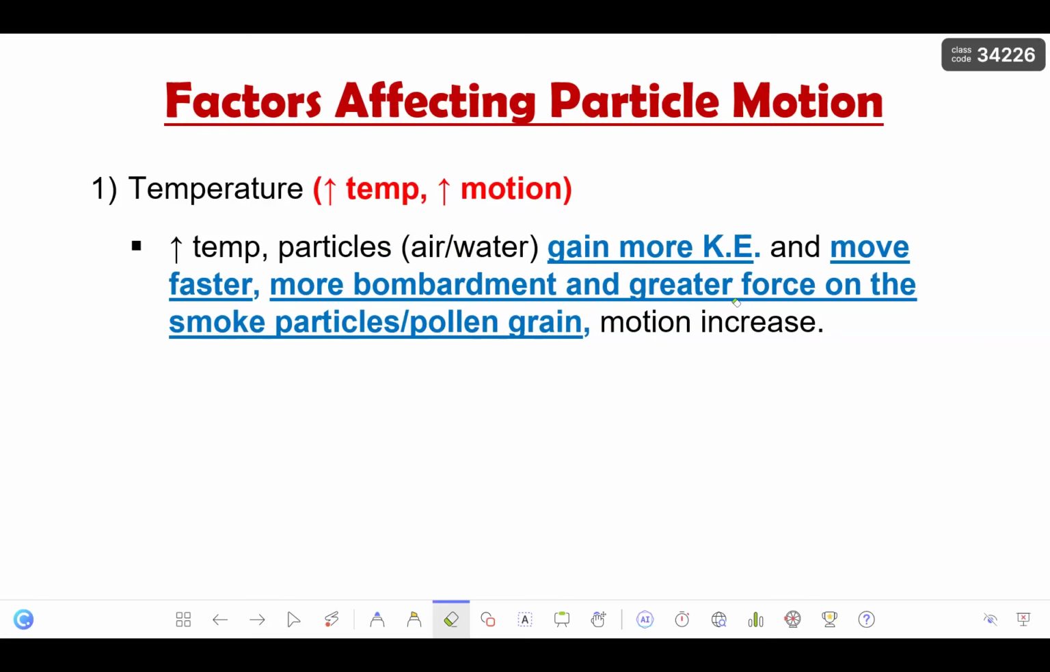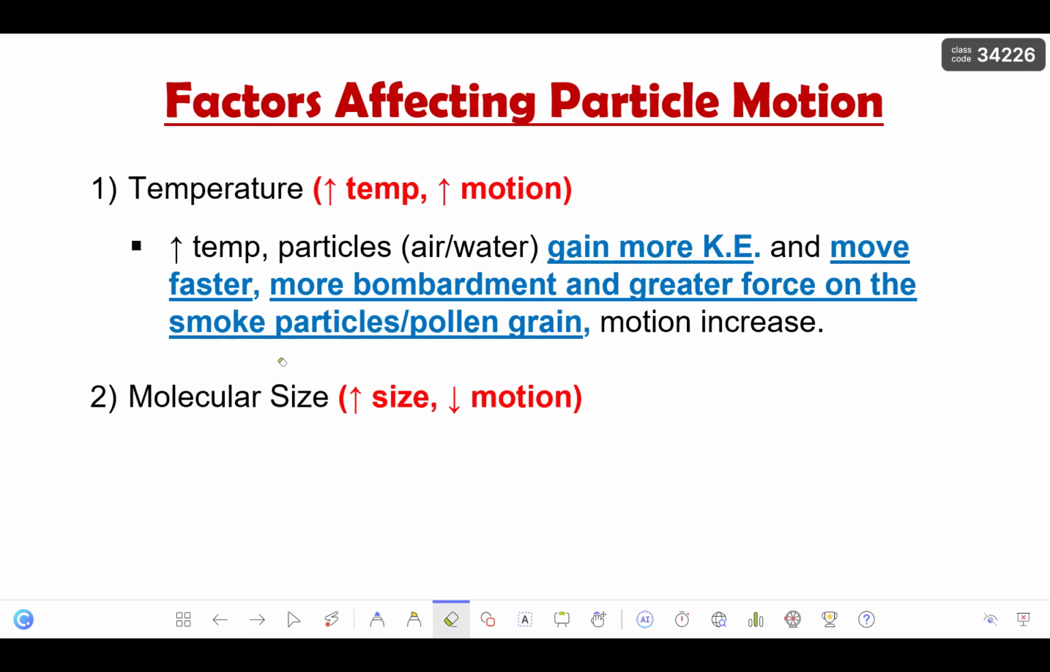So every time they hit, it will be harder as well. Okay, and because they have more kinetic energy, they are moving faster, they will collide more often. So more bombardment or more collision and with greater force on the smoke particles, and therefore with a larger collision and larger force of collision, the resultant force on the pollen grains or the smoke particles increase, and therefore the motion increase. Okay, as well as it is also dependent on the molecular size.